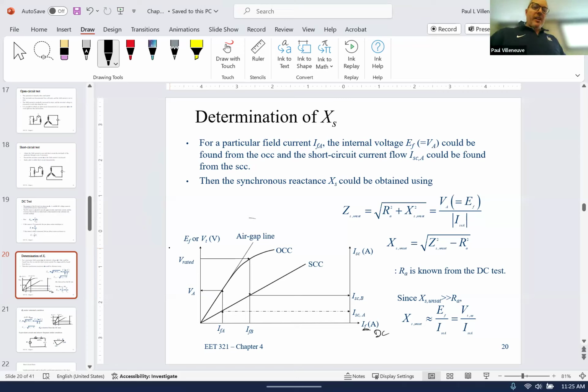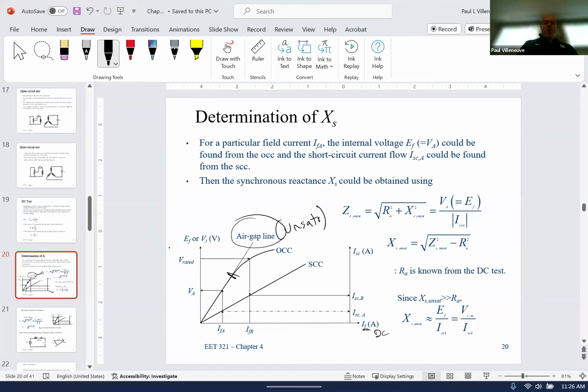This air gap line is showing you what you would have if there were no saturation inside the material, then you would have a straight line. So the way that you draw the air gap line is, up until the point that the open circuit characteristic starts to become nonlinear, you just have a straight line. So the air gap line is what the generator would do if it did not have any saturation. That's the unsaturated region, or the unsaturated voltage of your generator.